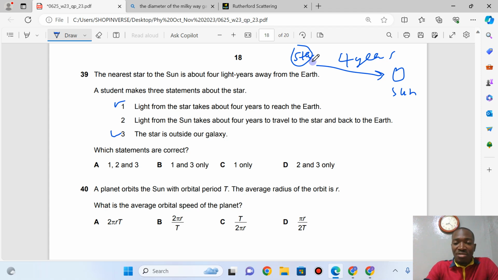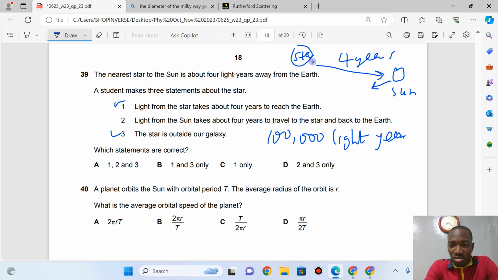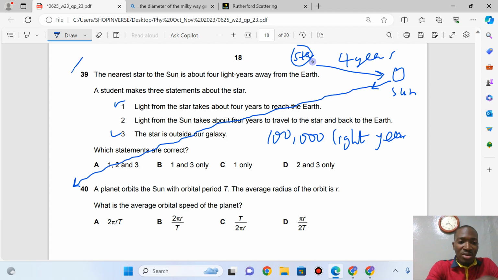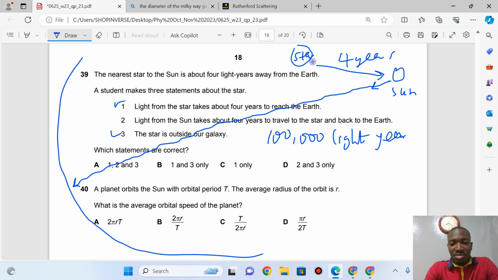And by the way, the diameter of our galaxy is 100,000 light years. Let's assume light is coming from the sun and is traveling outside our galaxy. It will take this light 100,000 years to go outside our own galaxy. So if this star is just 4 light years away, then it means the star is within our own Milky Way galaxy.